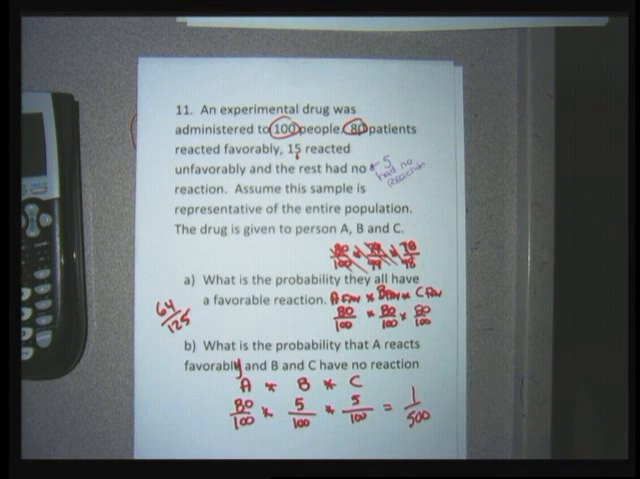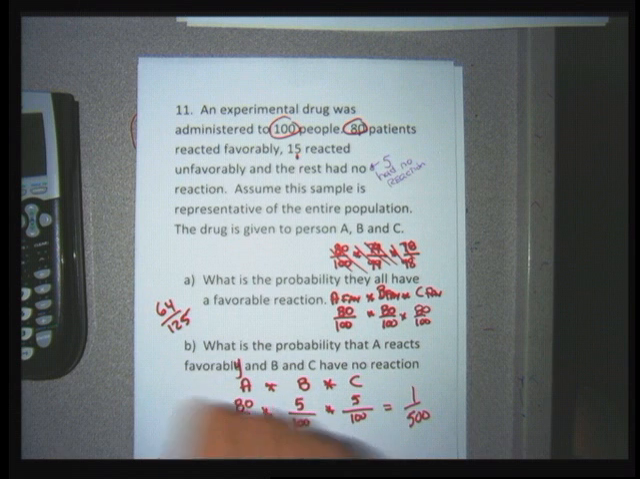So if there's a drug problem on the test, which there likely is, this is the strategy that I want. Each fraction is going to have the same denominator. We're not going to decrease the denominator as we do the second and third fractions.